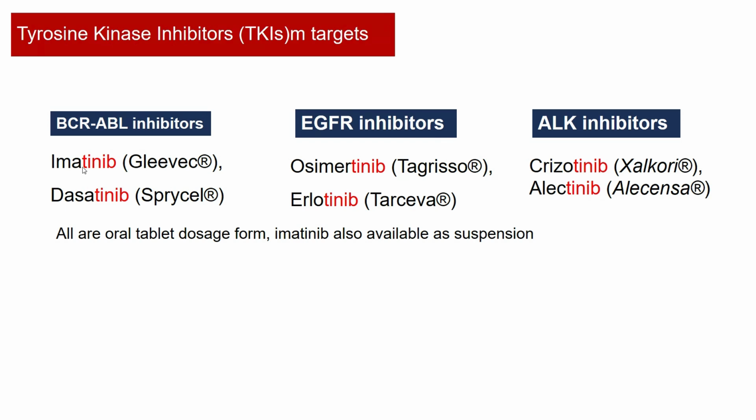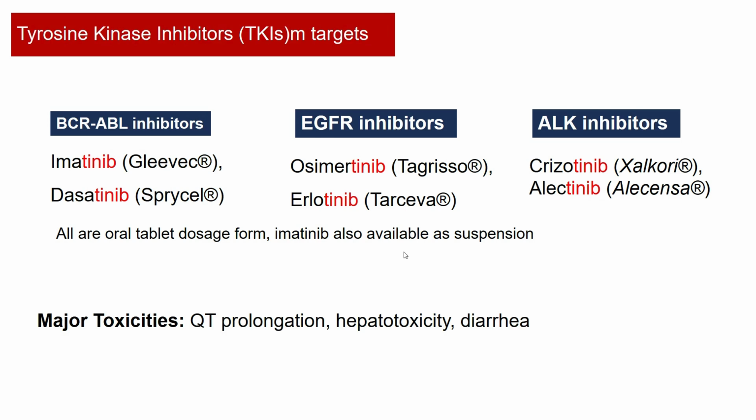So all these tyrosine kinase target small molecule drugs have the -tinib suffix, and all those preparations come in oral dosage form only. The most common toxicities of this category of drugs are QT prolongation and hepatotoxicity. However, the commonly tested takeaway points are imatinib and also osimertinib.